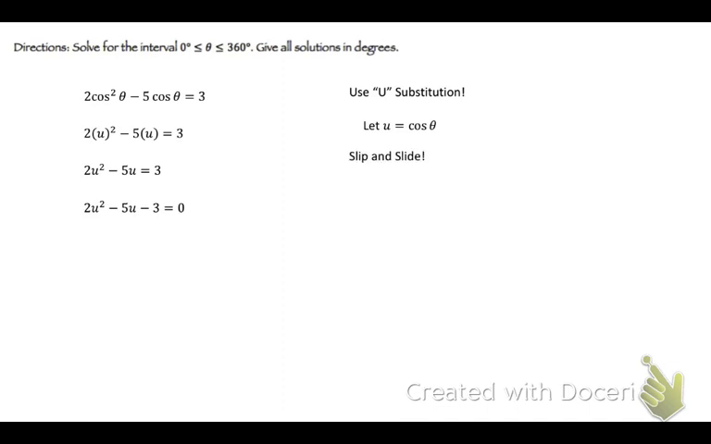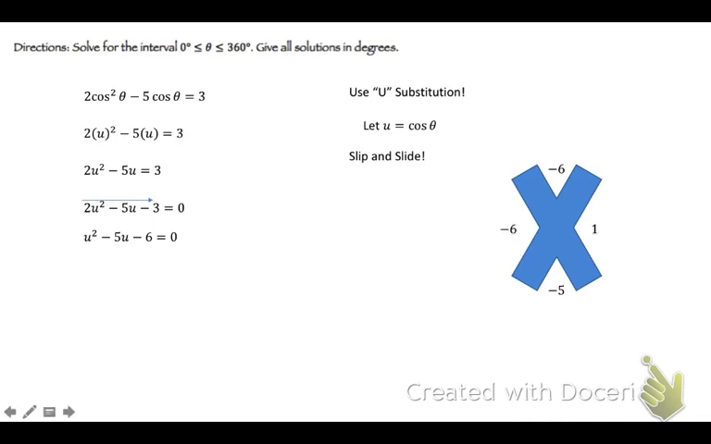And I'm going to use slip and slide. So I'm going to multiply the 2 to the 3. And I get u squared minus 5u minus 6 equals 0. Factor that using the x or whatever you factor that with. So the top number is negative 6, bottom is negative 5. So that's negative 6 and 1. So I get u minus 6 and u plus 1 equals 0.